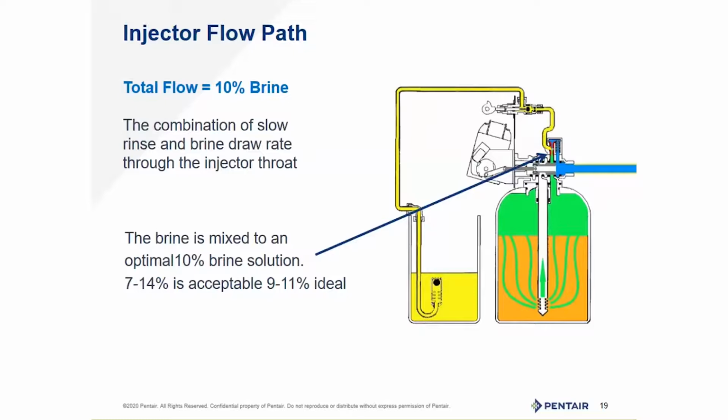Residential, if we're in that 7 to 14% range, most of the time we're fine. In commercial applications, we may want to pay more attention to this to get this right. So total flow, that recommendation off the OEM spec sheet, is your injector flow plus your brine draw. That brine is then forced through the resin in a wave, in a band that comes up and out and goes to waste.